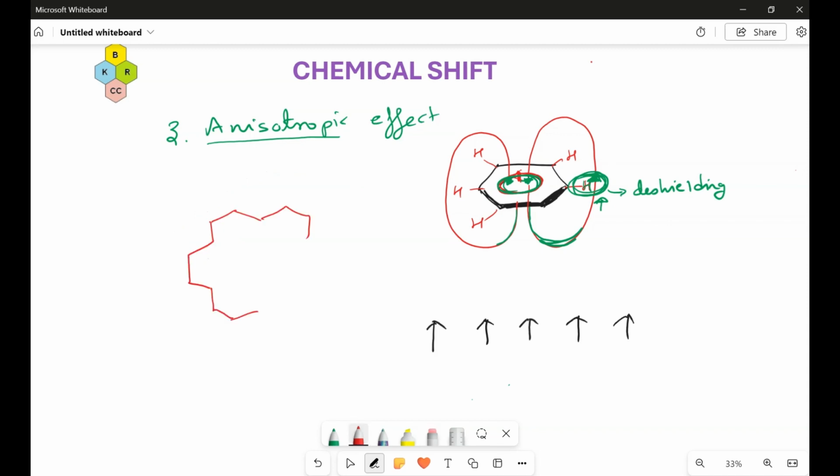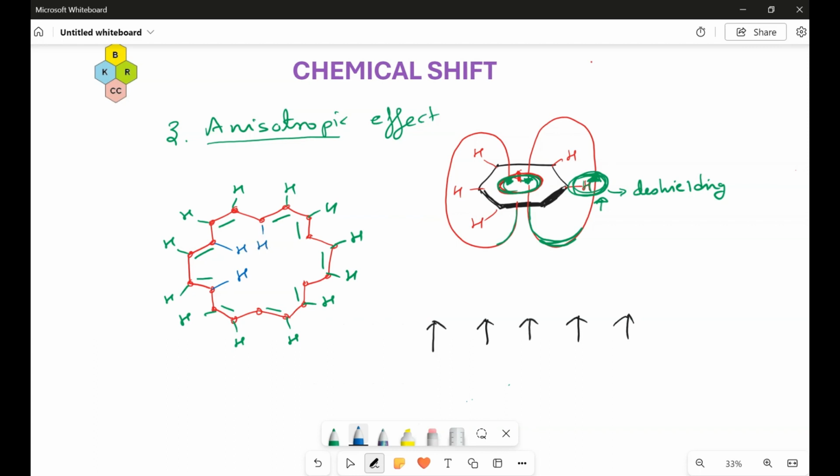Let me take [18]annulene. In [18]annulene, you have 12 outer hydrogens, which I have labeled in green color, and 6 inner hydrogens, which I have labeled in blue color. Now, as we have aromaticity here, you have 18 pi electrons. So you'll have a very strong ring current, and this ring current will generate a secondary magnetic field.